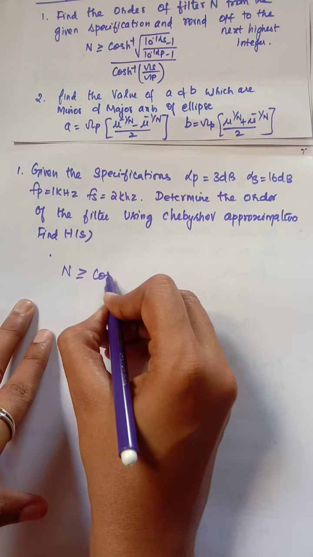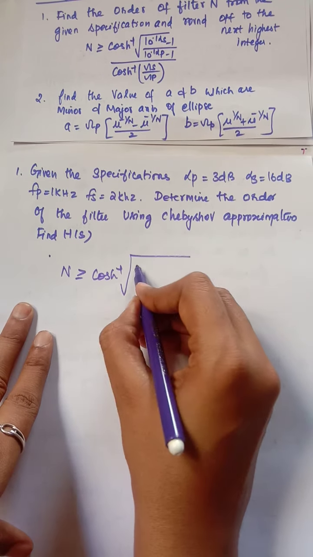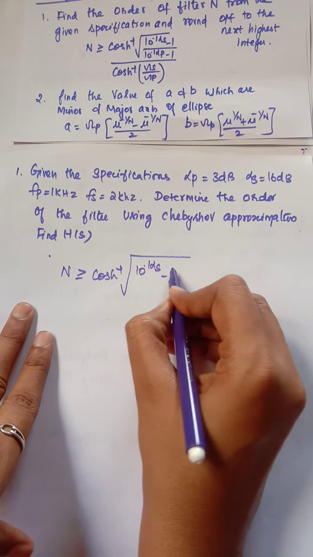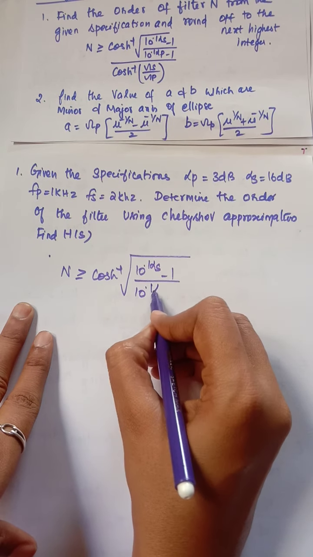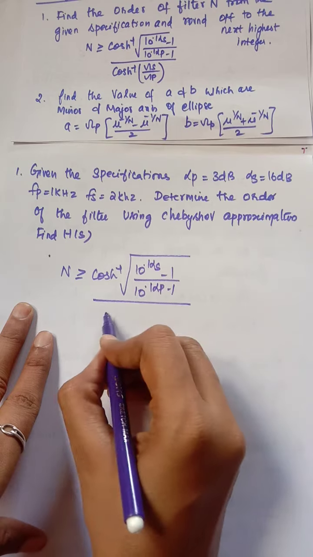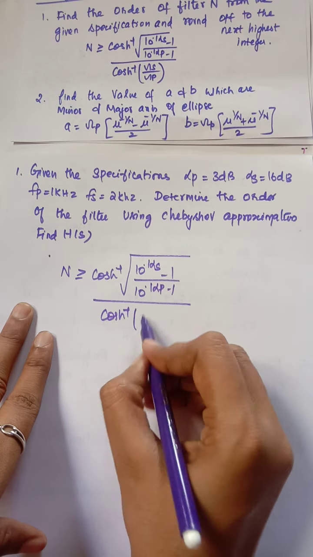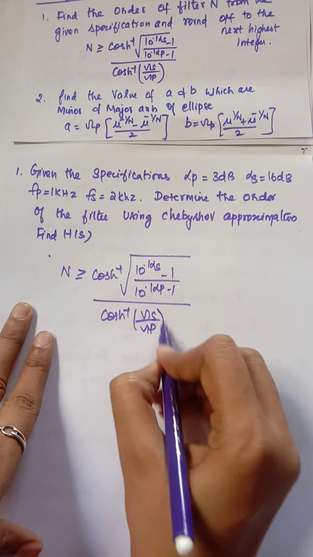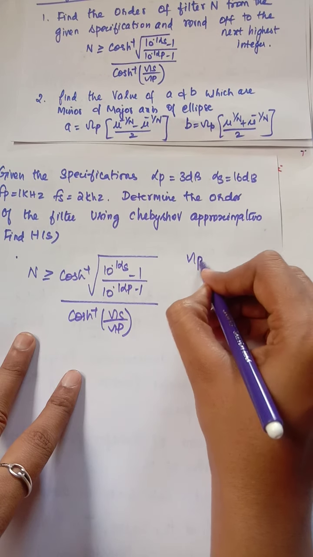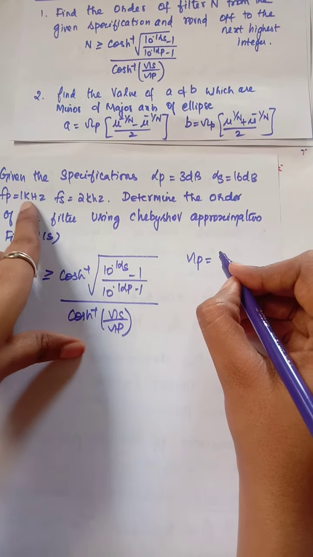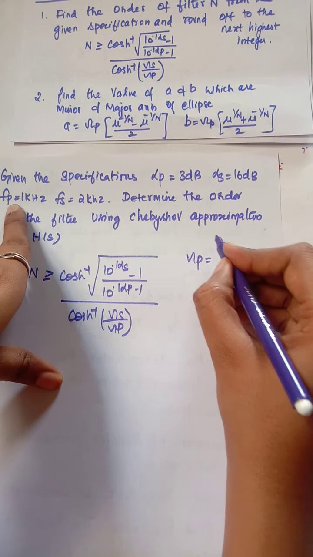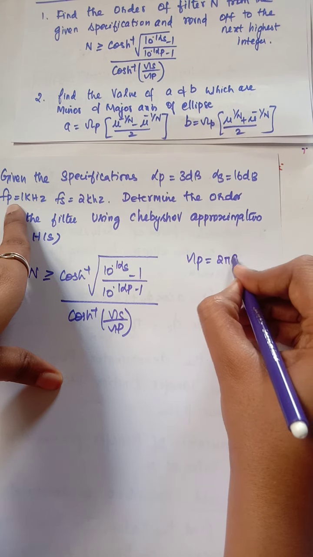So the formula is n ≥ cosh⁻¹ of root of (10^(0.1 αs) − 1) / (10^(0.1 αp) − 1), divided by cosh⁻¹ of Ωs by Ωp. So this is the formula. So what are all the things given? Ωp is given, that is Fp is given, right? From this you need to find Ωp.